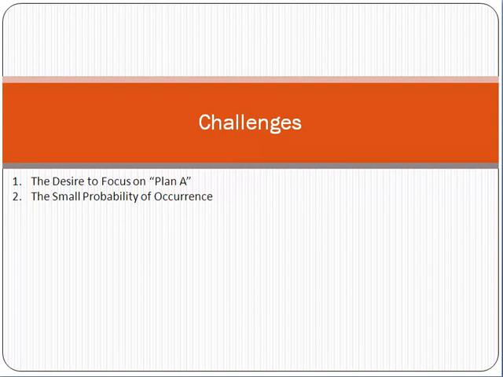Now, friend, the main challenges in contingency planning are these. First of all, it's a very normal practice that most people just focus on the primary plan, which is plan A, and they don't give priority to plan B or the backup plan. Also, the other factor is that the probability of occurrence is normally small or low. Due to that reason, these are the very big challenges for contingency planning.